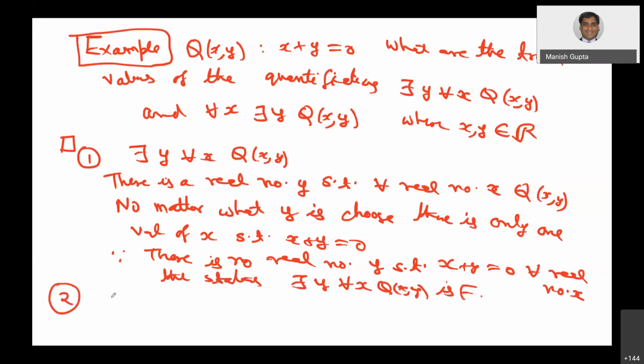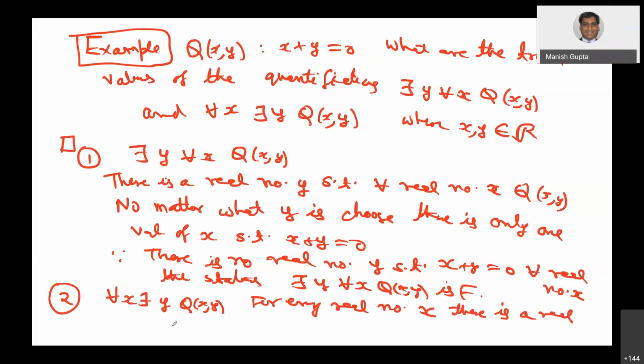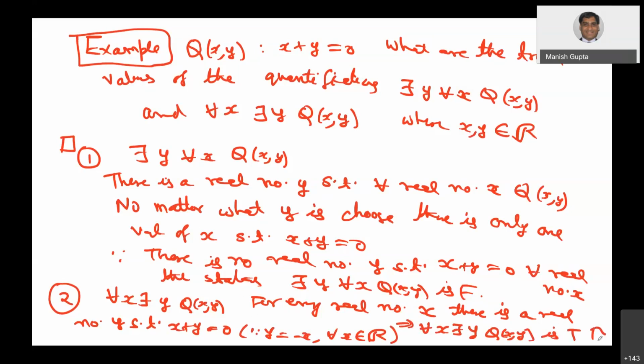The second one is for every x there exists y Q(x,y). Now in this case, for every real number x, there is a real number y such that x plus y is equal to 0. Why? Because y will be minus x for every x in R, right? This implies that our statement for every x there exists y, Q(x,y) is true. So one statement is false and one statement is true with respect to these quantifications.